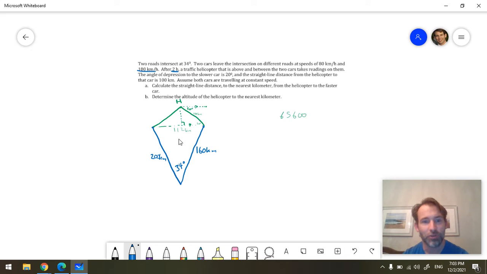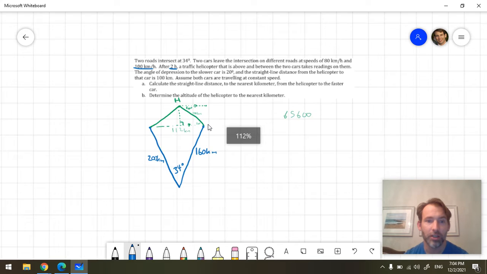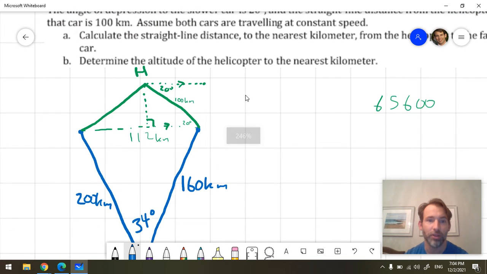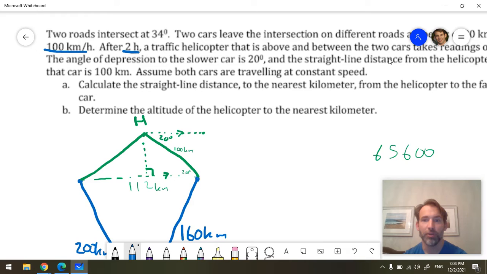And after 2 hours, a traffic helicopter is hovering above and between the 2 cars. So the traffic helicopter is somewhere along this line. We don't know where on that line. And he takes readings on both cars. The angle of depression to the slower car is 20 degrees. So let's zoom in. I've drawn this for you. And the straight line distance from the helicopter to that car is 100 kilometers.